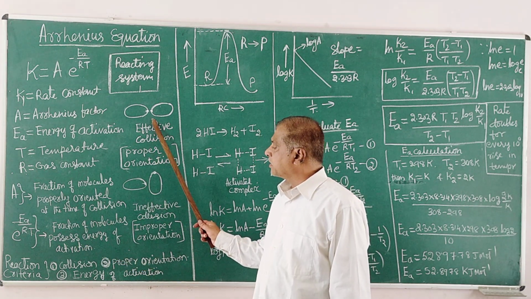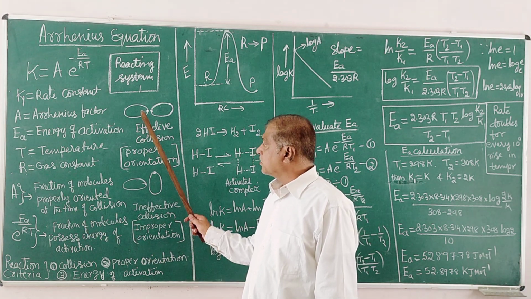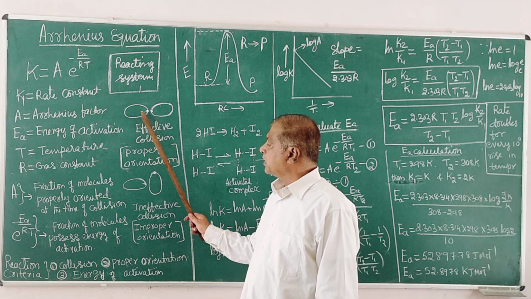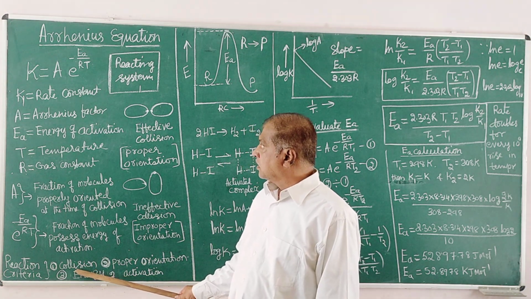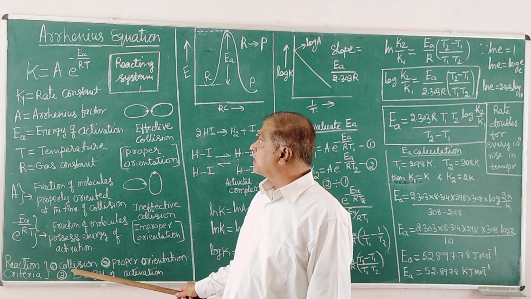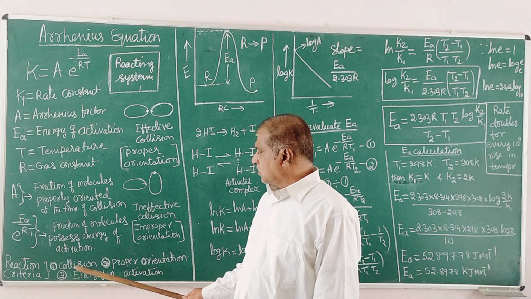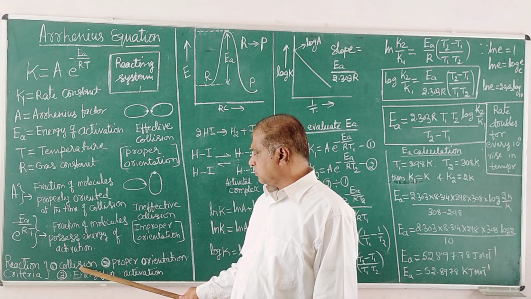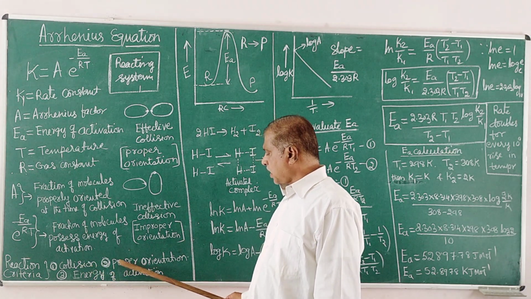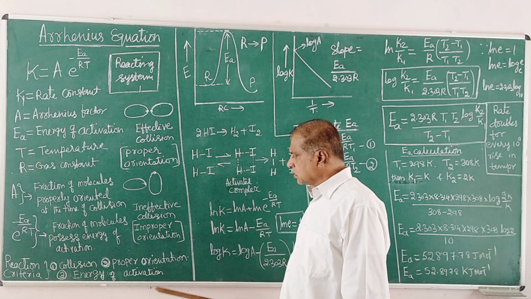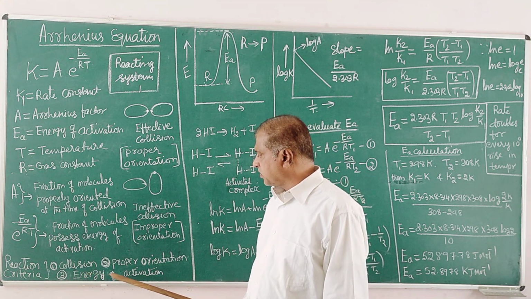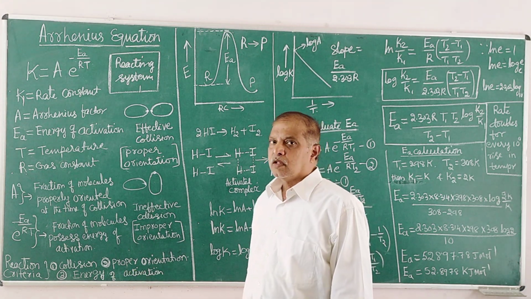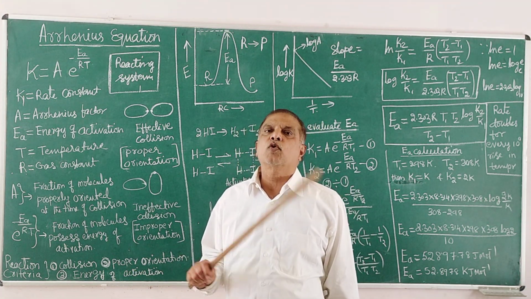Not only oriented, they should have energy of activation. Then only a reaction is possible. That is the criteria for reaction. In accordance with the collision theory and Arrhenius theory, collision is a must, and there must be a proper orientation of molecules. And the colliding molecules should have energy of activation. Then only the collision is fruitful.